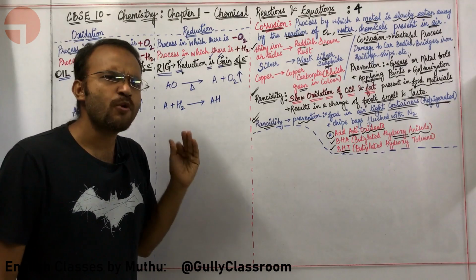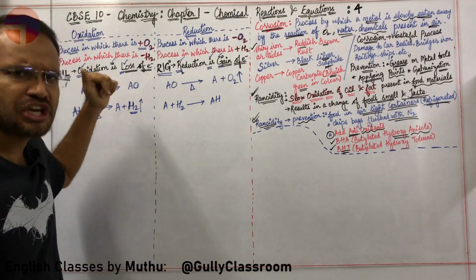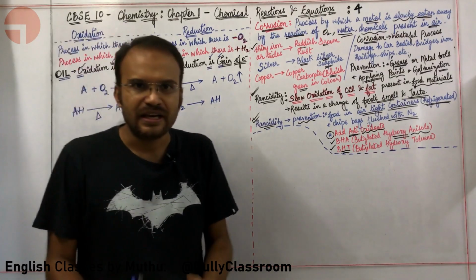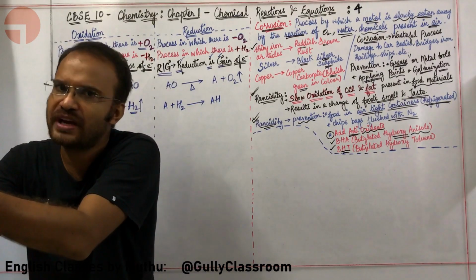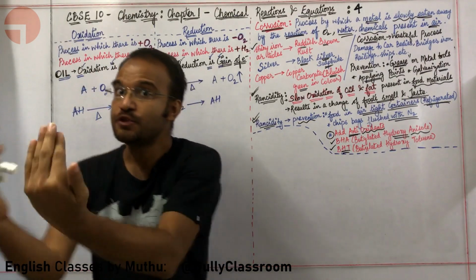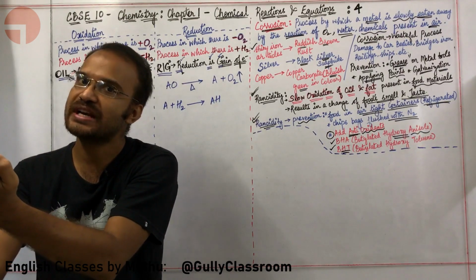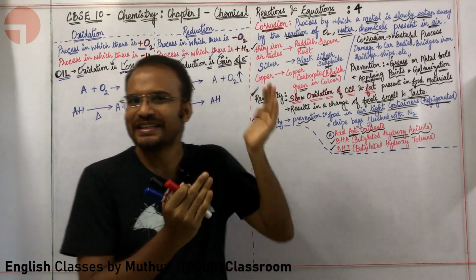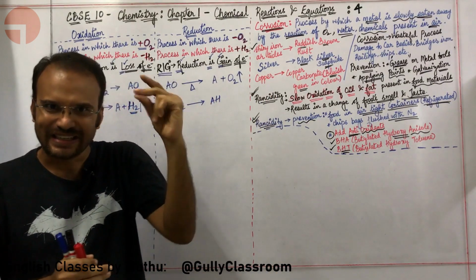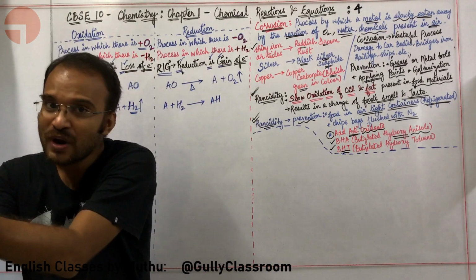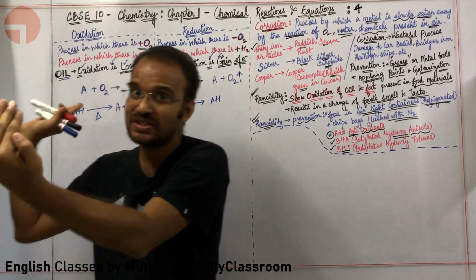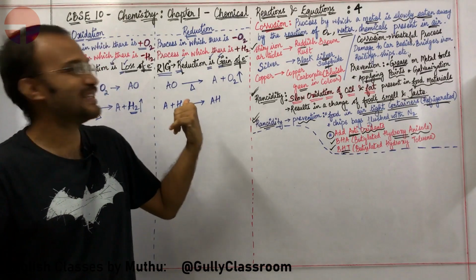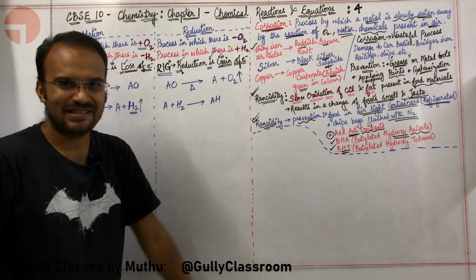Okay, sir. What about the definitions of oxidation and reduction with respect to hydrogen? Okay, here, removal of hydrogen is called oxidation. At the same time, addition of hydrogen is called reduction. Let me repeat. Removal of hydrogen is called oxidation. At the same time, addition of hydrogen is called reduction.